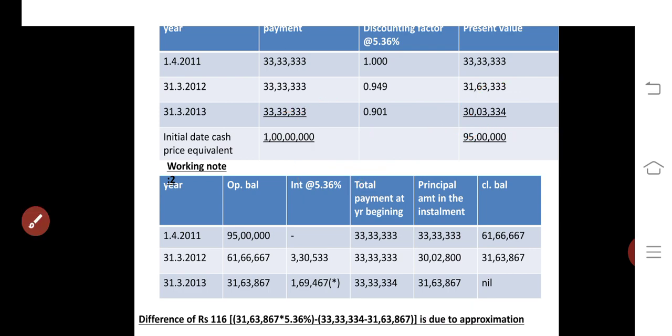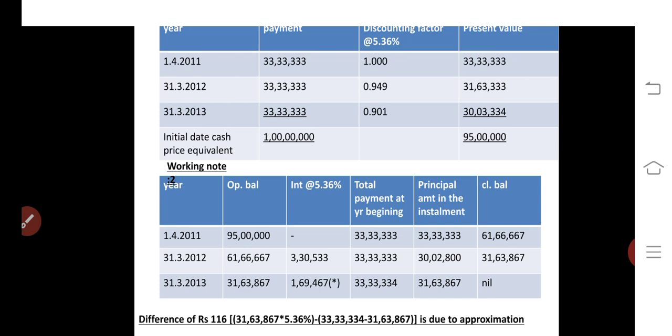Now 0.901 into 33,33,333. So you will get 30,03,334, because the point comes there, for that we just take 4.